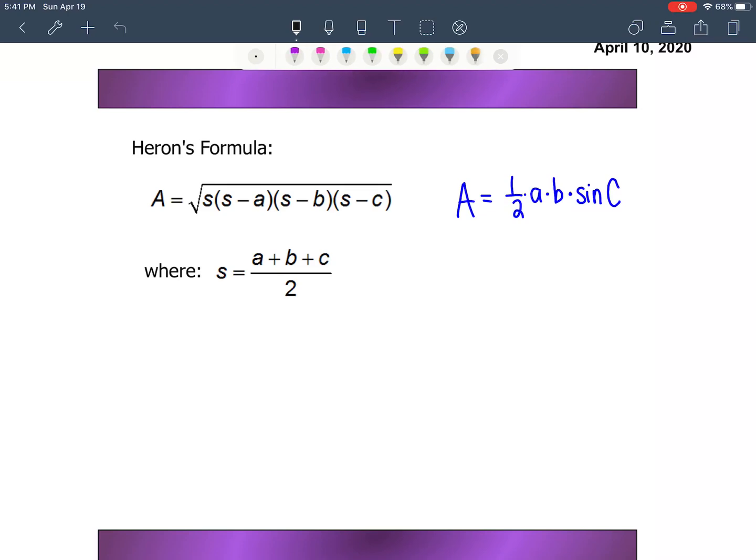So there's two area formulas. One of them is area equals 1/2 A times B times the sine of angle C. So let me be clear here that A stands for area of a triangle, is equal to 1/2 A times B times the sine of angle C.